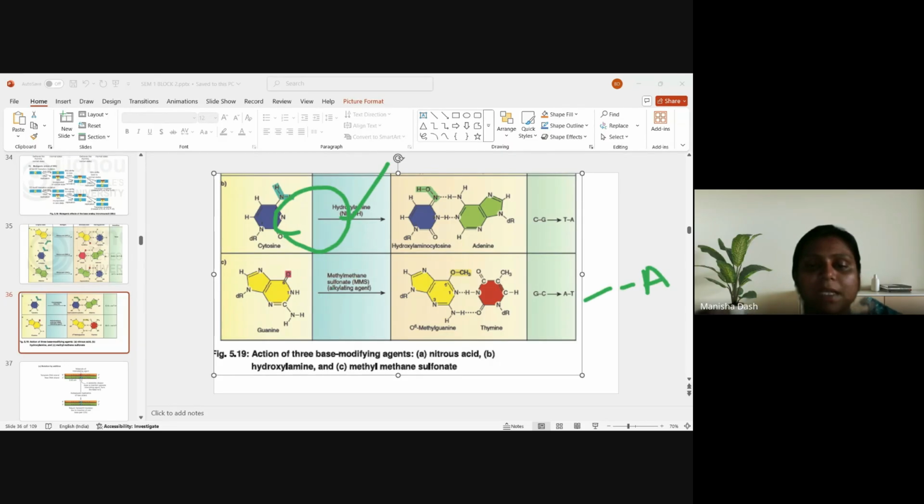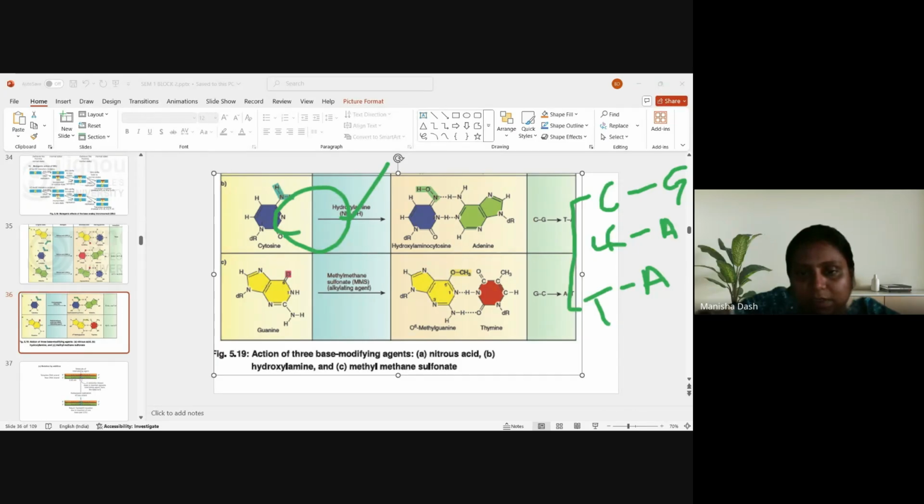So ultimately, the sequence you started with, C and G, has its C converted by the action of hydroxylamine into hydroxylaminocytosine. The hydroxylaminocytosine will mispair with adenine, and in the next round of replication, this adenine will pair with thymine. So ultimately, your C and G sequence is replaced by a T and A sequence. So, a CG to TA transition mutation.